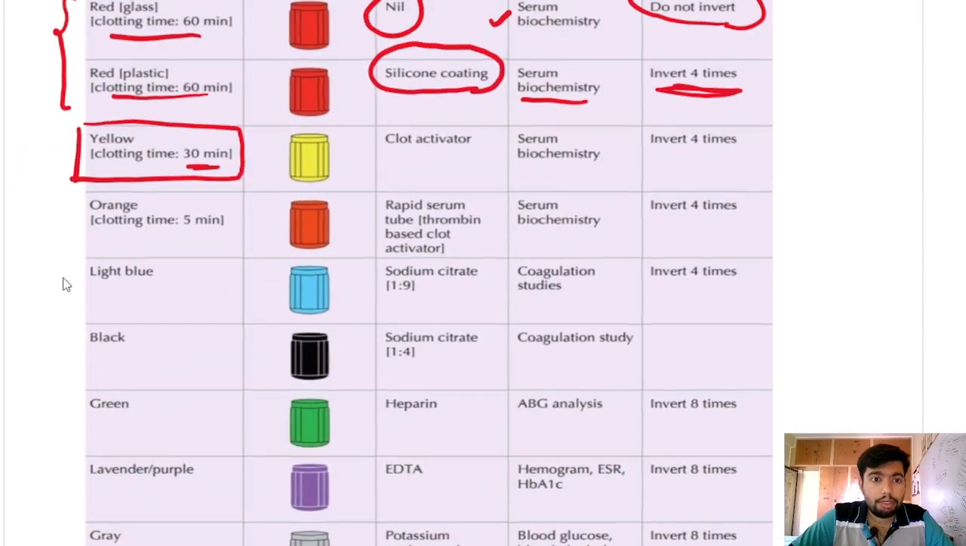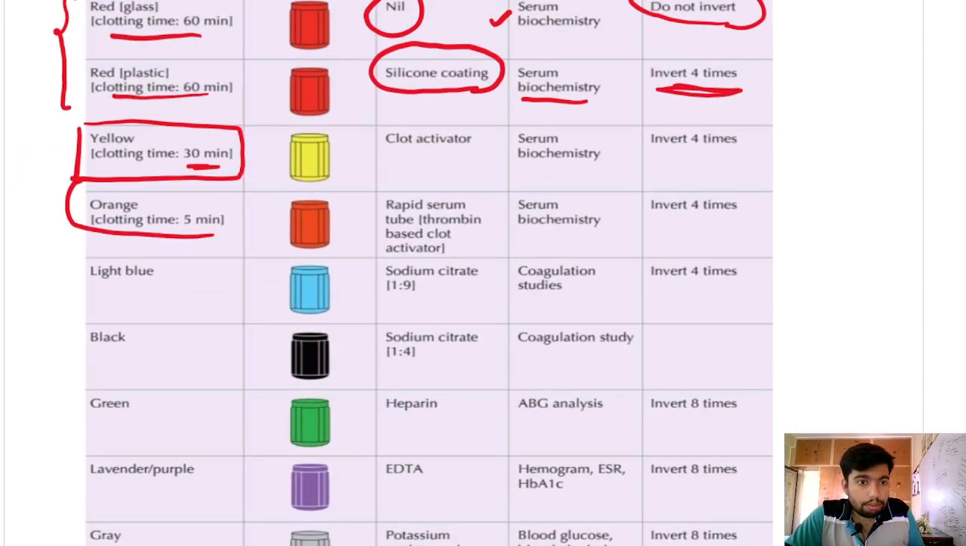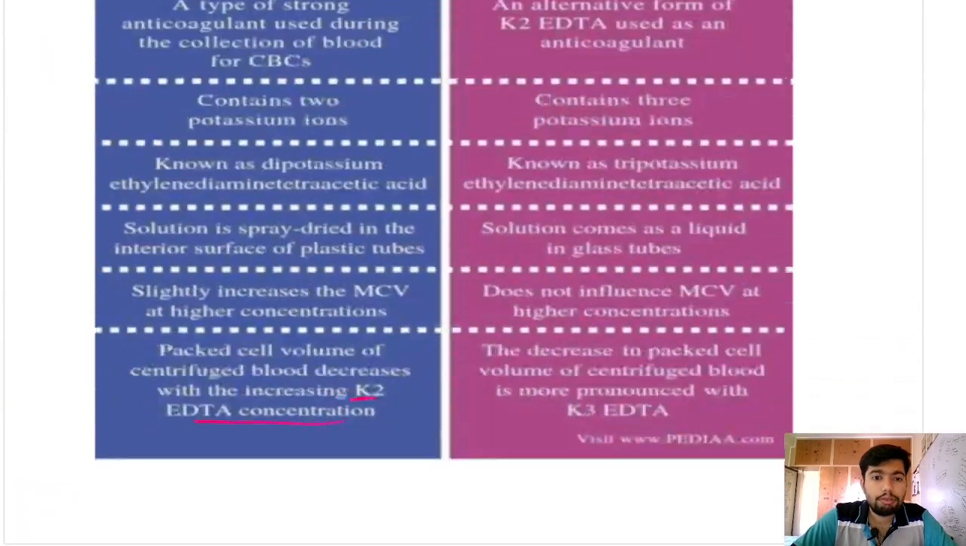Right. Okay. Now you can see this orange color vacuum in which clotting time is 5 minutes. Only 5 minutes. Okay, this is called rapid serum tube, in which the gel clot at the bottom is a thrombin based clot activator. Okay, this is a very newly formed vacuum. Sometimes it is used when we want the sample result in less time. Okay, right? I will show you the vacuum.